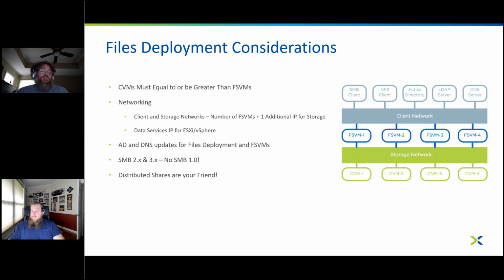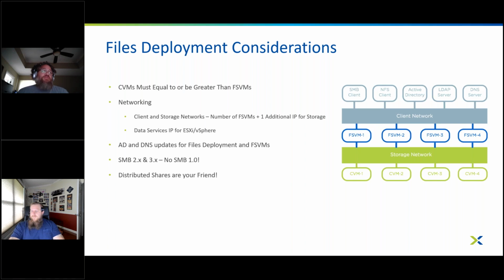Networking, just make sure that you understand the networking, that you're going to have your number of FSVMs plus one additional IP for storage on the cluster. Inside of ESX vSphere clusters, we do support Files on AHV and on vSphere/ESX. Make sure you have your data services IP set. When it comes to deploying Files and maintaining Files, make sure you have proper credentials so it can join the domain for AD. It can also do DNS updates as well. It will ask you during the deployment wizard to put in credentials. Make sure those credentials have the proper permissions to do that.